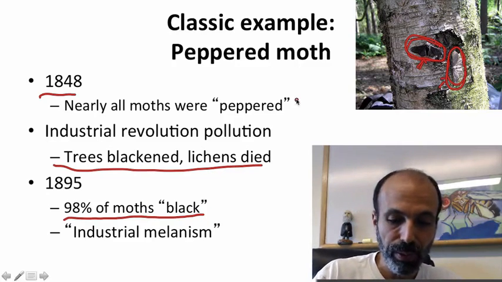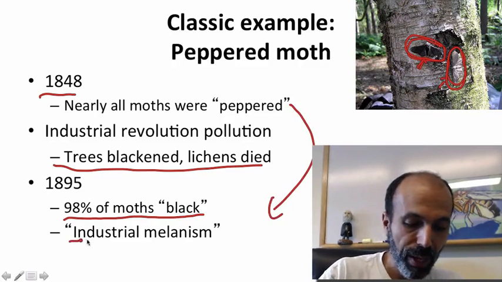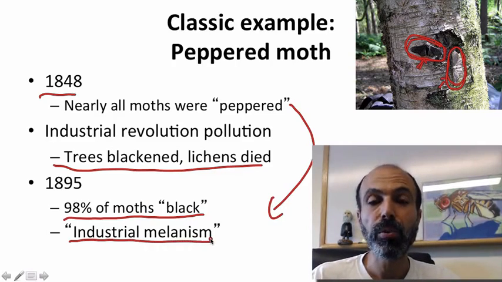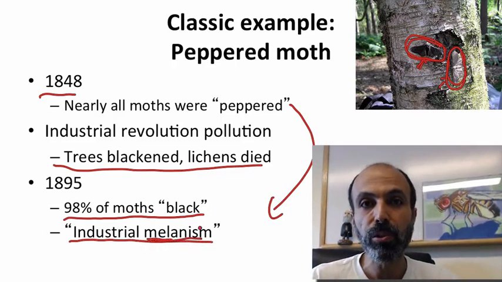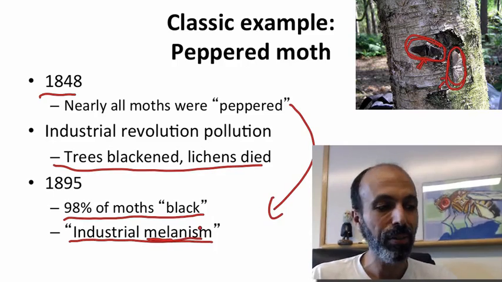So this change from being nearly all peppered to nearly all black in this species is referred to as industrial melanism. That is change in the coloration of a species to a darker form in response to pollution in the environment caused by humans. This happened not just in the peppered moth, but in a wide array of insects and other species.